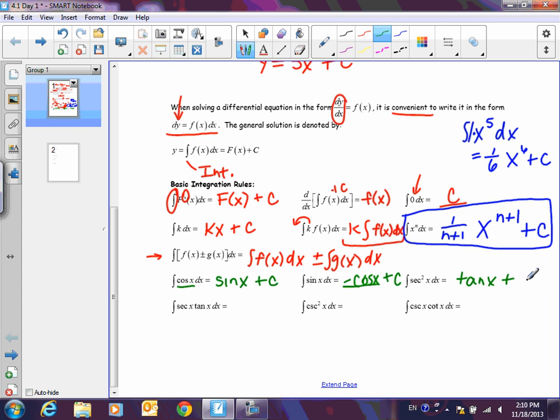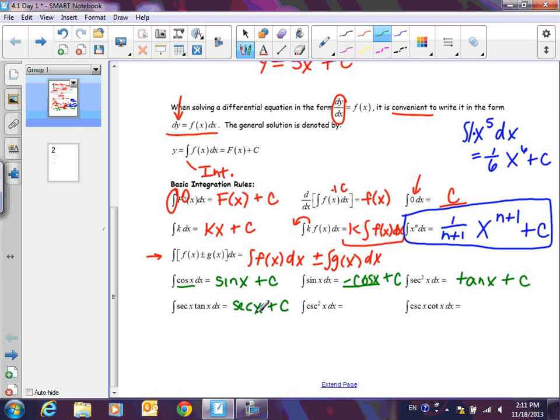Do we need a negative? No, because the derivative of tangent is secant squared and it's fine the way it is. Okay, what do you think about this next one down here? Whose derivative is secant x tangent x? Secant x. Now, if you totally forgot about all of these, then you got some studying to do.